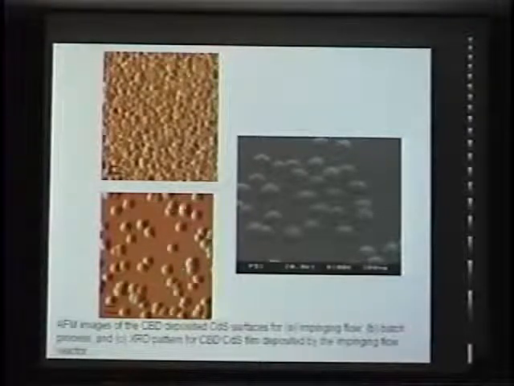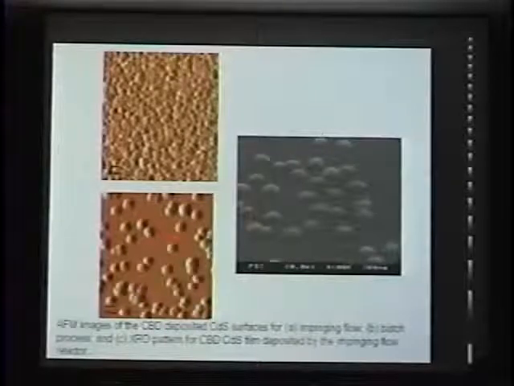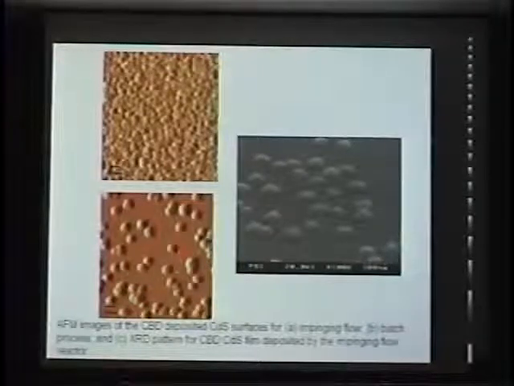If you do a batch process within the same time, about 3 minutes, you get something kind of neat, but you don't like this for your device, because these are more discontinuous nano dots. These are about a few hundred nanometers, these large cadmium sulfide nanocrystals.